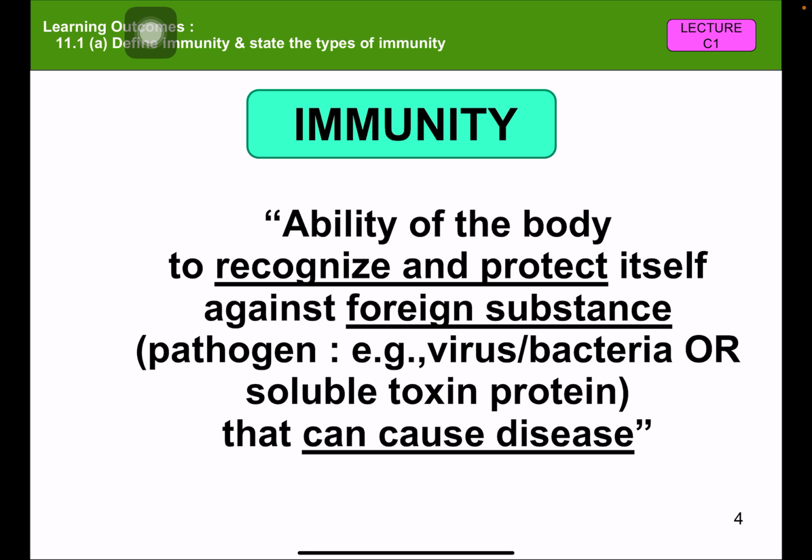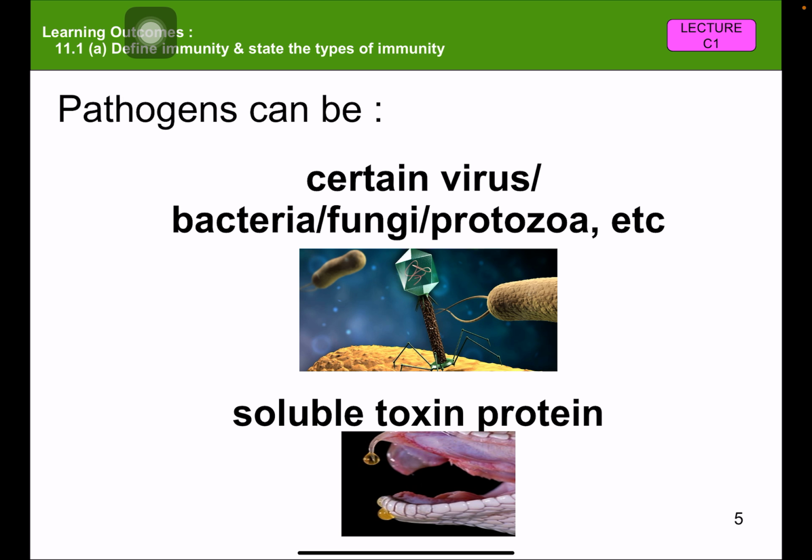So now let's see what is immunity. Immunity is the ability of the body to recognize and protect itself against foreign substances. A foreign substance is the pathogen. It can be a virus or bacteria or any soluble toxin protein which can cause disease. So the pathogens can be certain viruses or bacteria or fungi or protozoa, and also can be the soluble toxin proteins.